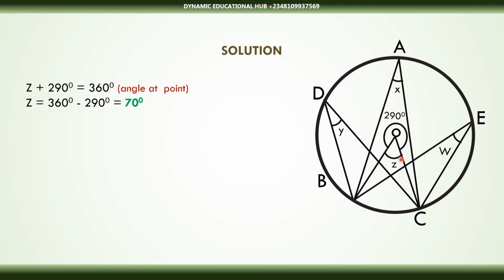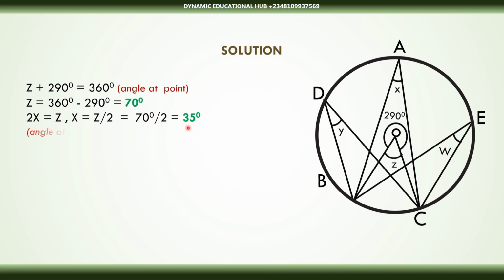Now using the theorem, the angle at the center is twice the one at the circumference. So 2 multiplied by X should give us Z. Let me come again: 2X should give us Z. Now if you solve that, dividing both sides by 2, X will give us Z over 2. What is the value of Z? 70 degrees divided by 2, and that is 35 degrees. So if this one is 35 degrees, this one will be 70 degrees. So we have gotten the value of X.